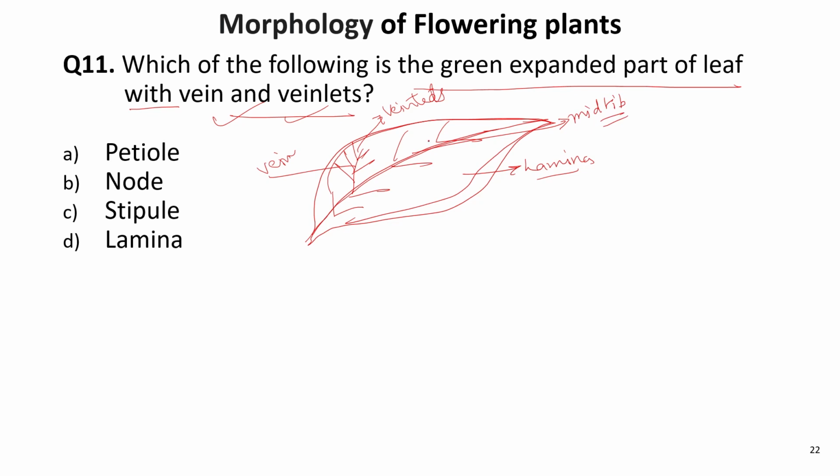So all these parts, midrib, veins and veinlets, where are they present? They are present in the lamina region. They are not present in the petiole. They are not present in the nodes. Node is a totally incorrect distractor, because node is present on the stem region. Veins and veinlets are present in the leaf region, but where? Whether in the petiole, stipule or lamina, because these three are the parts of the leaf. So if you remember the structure of a leaf, then veins, veinlets and the midrib are present in the lamina region.